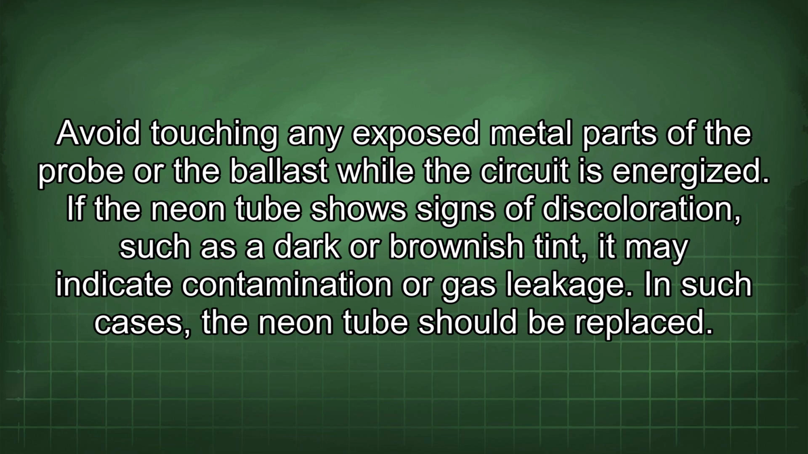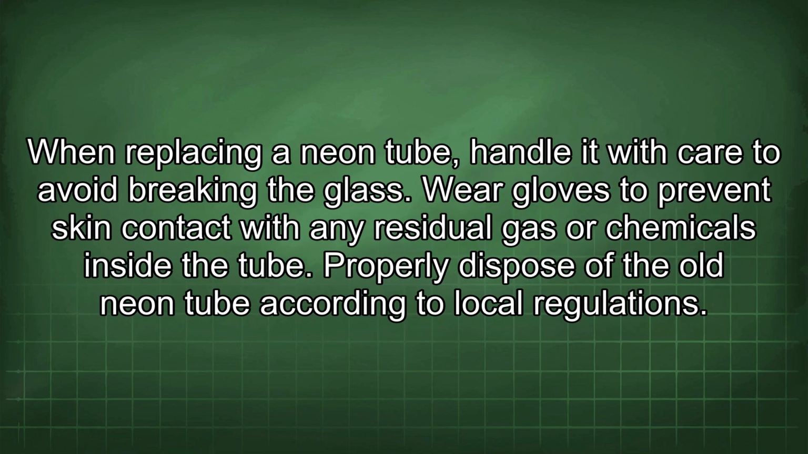If the neon tube shows signs of discoloration, such as a dark or brownish tint, it may indicate contamination or gas leakage. In such cases, the neon tube should be replaced. When replacing a neon tube, handle it with care to avoid breaking the glass. Wear gloves to prevent skin contact with any residual gas or chemicals inside the tube. Properly dispose of the old neon tube according to local regulations.